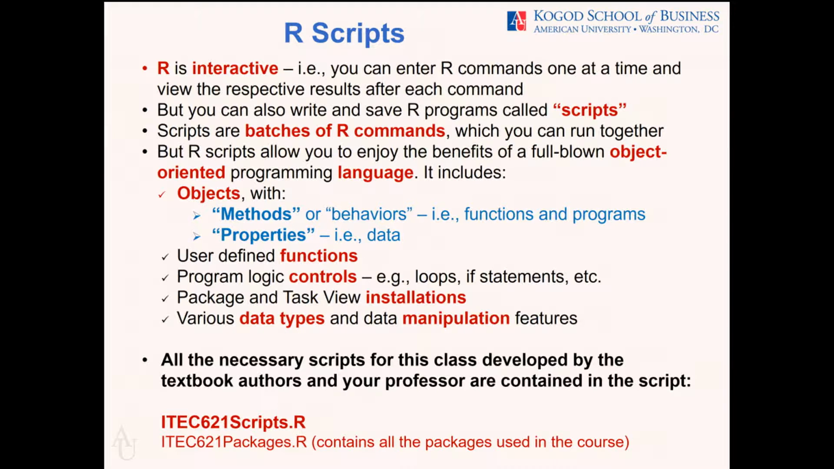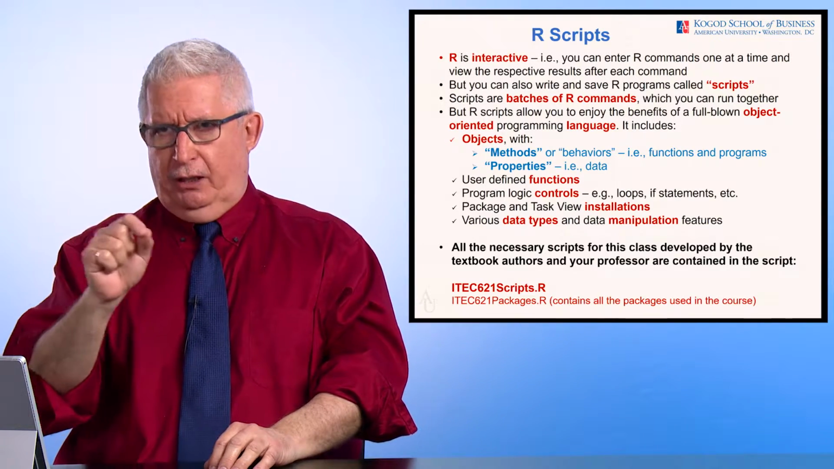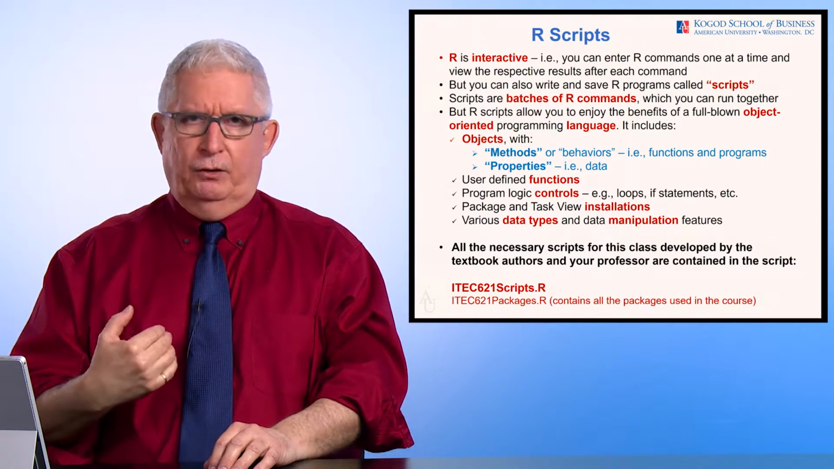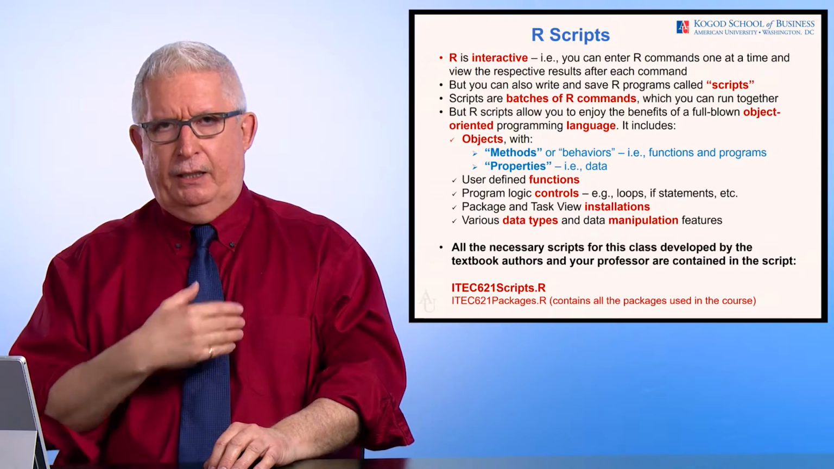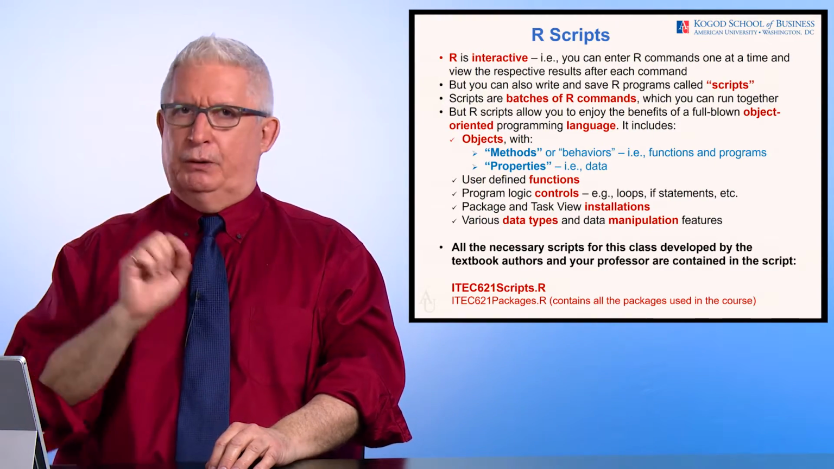Everything you need for this class is contained in two scripts. The iTech621 script.R that is available to you for this class contains every single script that we're going to need. Just so you know, the Introduction to Statistical Learning book, which I call the ISLR book, is a textbook we use for this class. It comes with very good code to do a lot of statistical learning and predictive modeling, but it's not very well explained. It's just code.